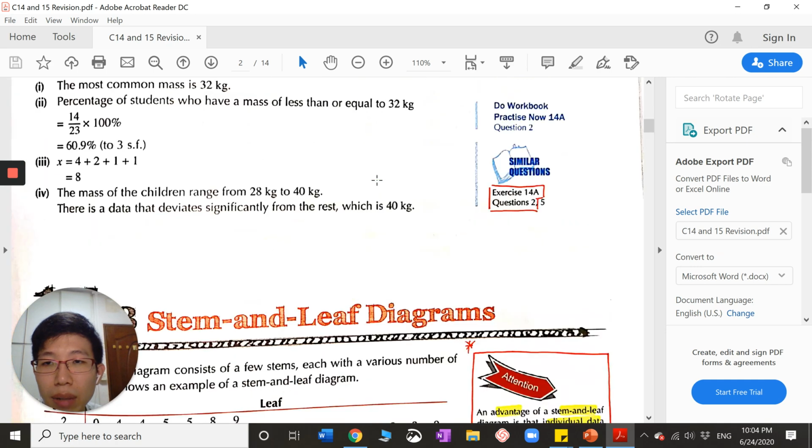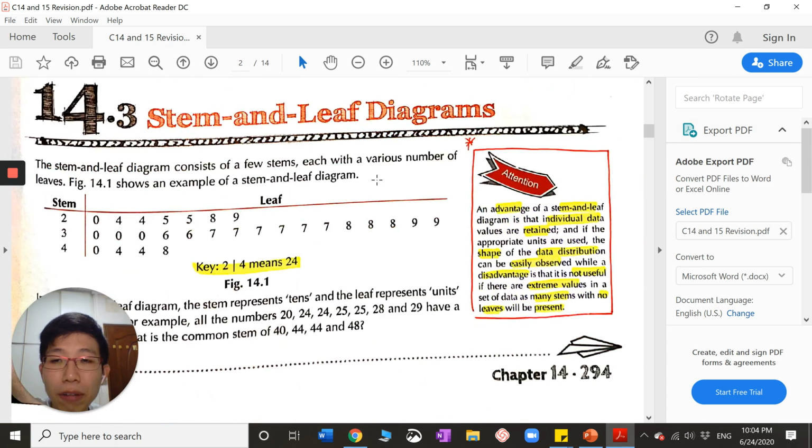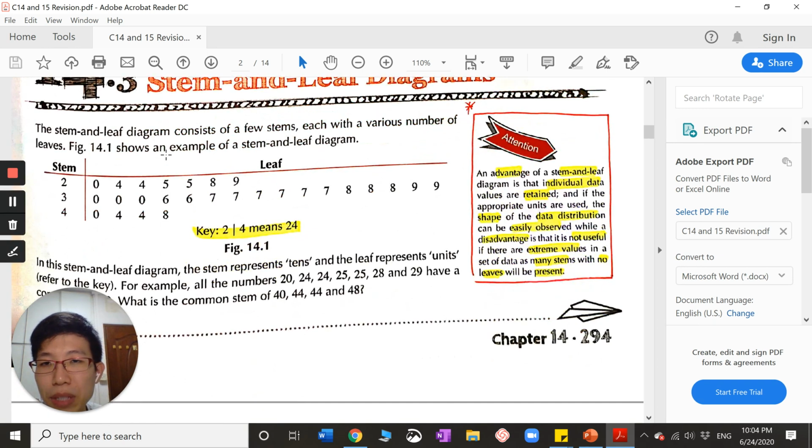So we have gone through the dot diagram. So for the stem and leaf diagram, this one is a stem, this one is a leaf. You need to write the heading so that we know what numbers you're referring to. An advantage of this stem and leaf diagram is that we can easily observe any distributions, or we can also observe whether there are any clusters of data, or any extreme values.